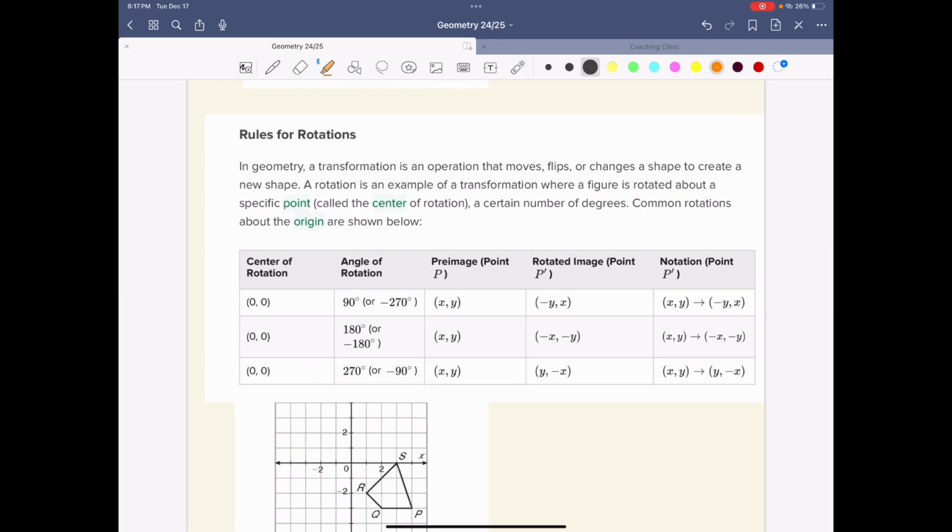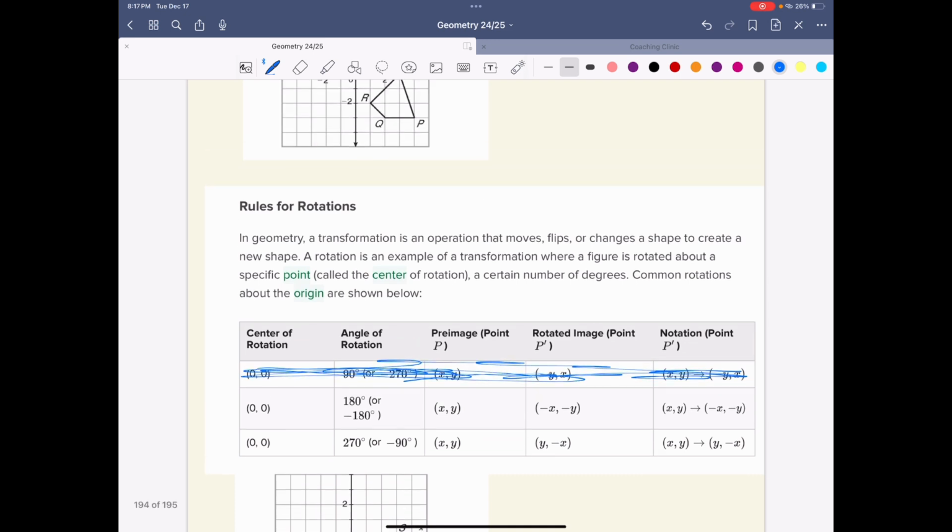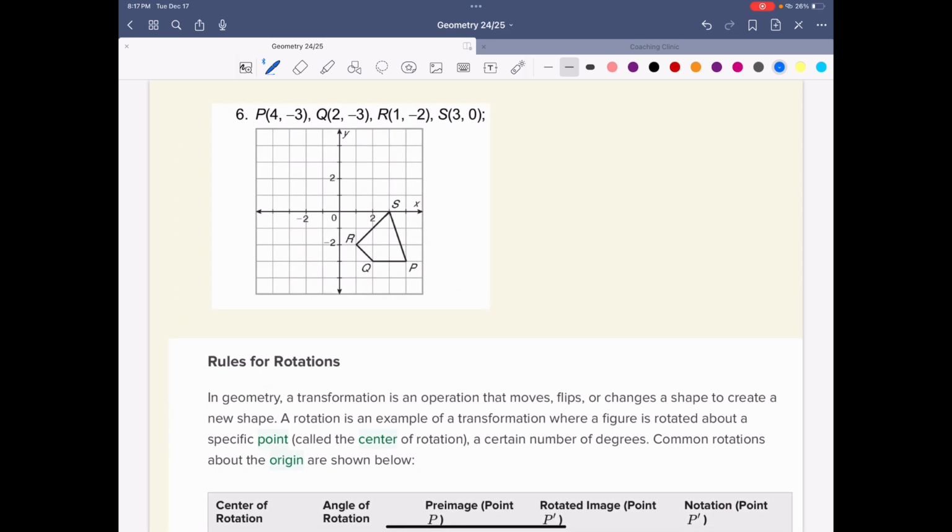So let's take a look at these. I'm going to go ahead and scratch this first one off because we're not using that at all. Everything we do is going to be a clockwise rotation. So let's say that I have these points: (4, -3), (2, 3), (2, -3), (1, -2), and (3, 0). We're going to do a 90-degree clockwise rotation.